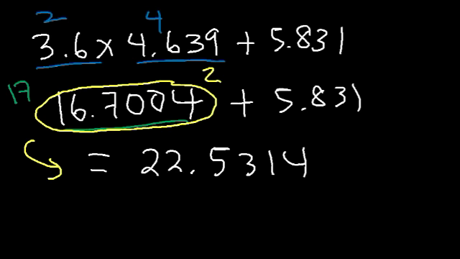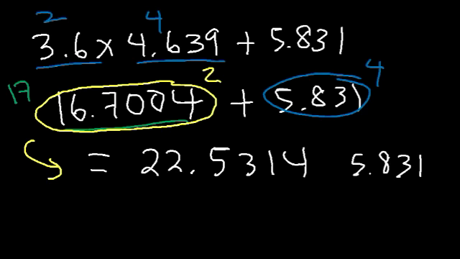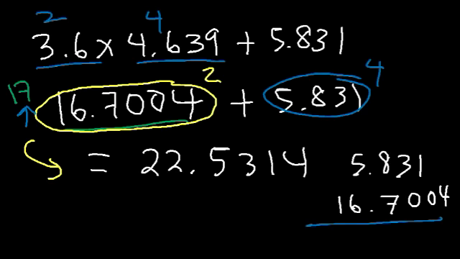Now, this number has 4 sig figs, but we're doing addition. And for addition, we need to line up the numbers. So let me see if I can fit it in here. 5.831 plus 16.7004. So the 7 is the last significant number that we need from 16.7004. And it's in the ones digit or the ones unit place. So here's the ones unit. That's where we have to round. So we need to put the line right here.